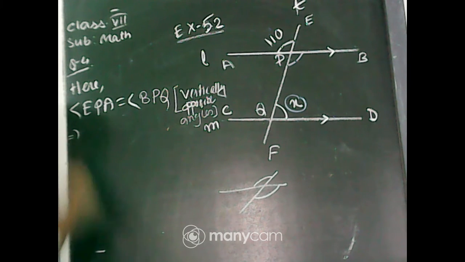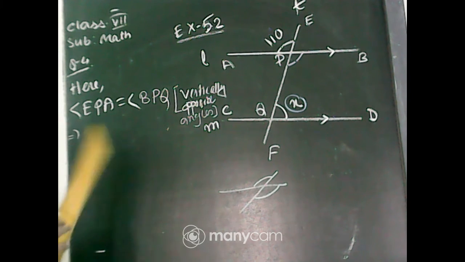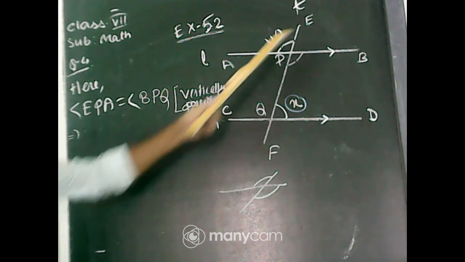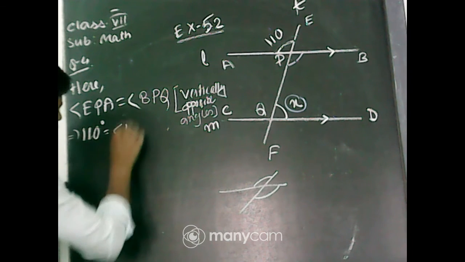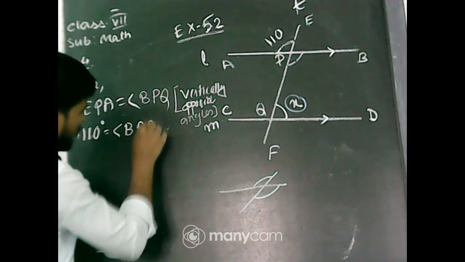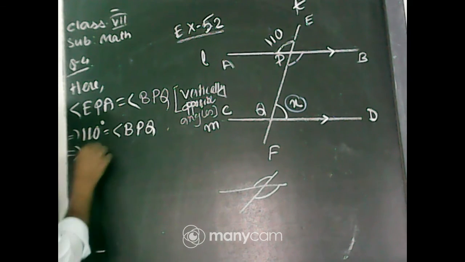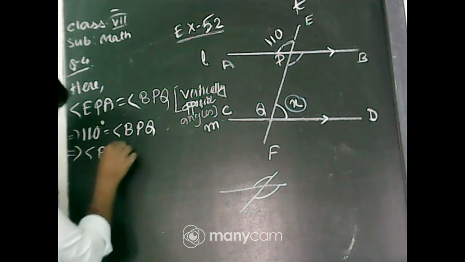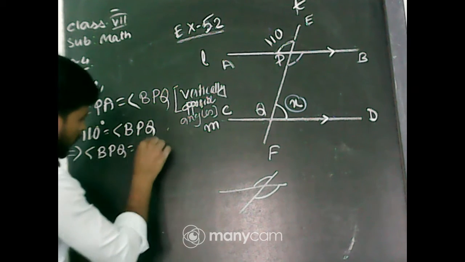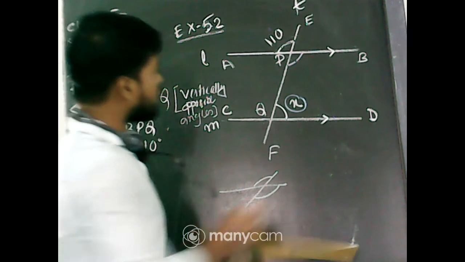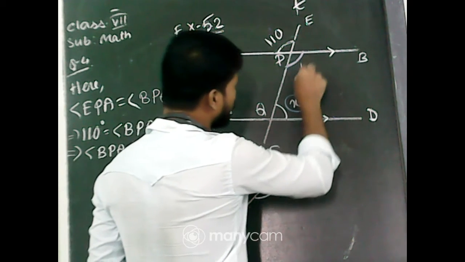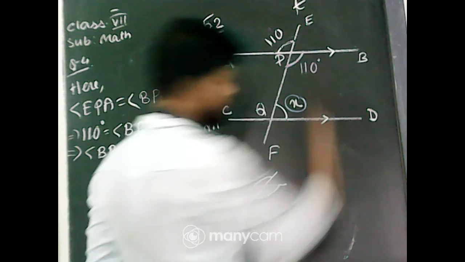Okay, now put in the value. What is the value of angle EPA? This value is 110 degrees. So 110 degrees is equal to angle BPQ. From here we have angle BPQ is equal to 110 degrees. That means the measurement of this angle is 110 degrees.